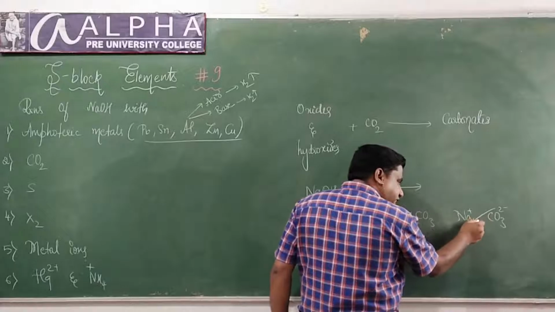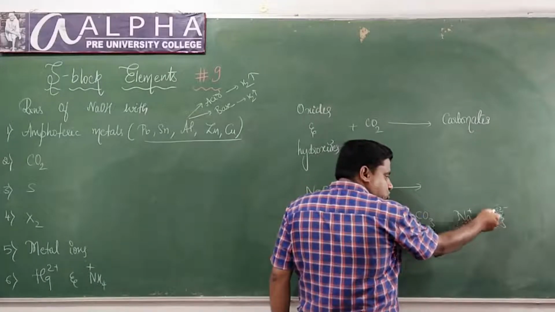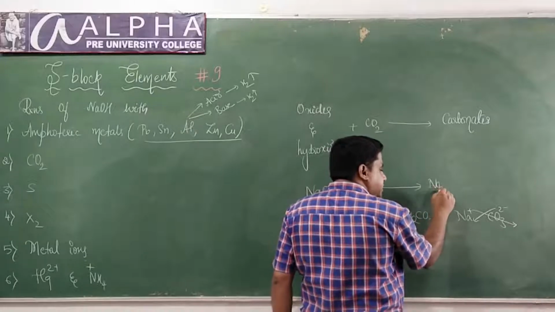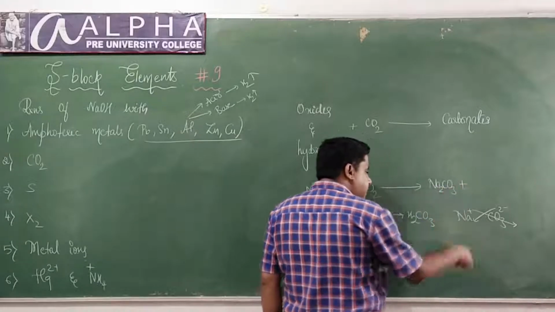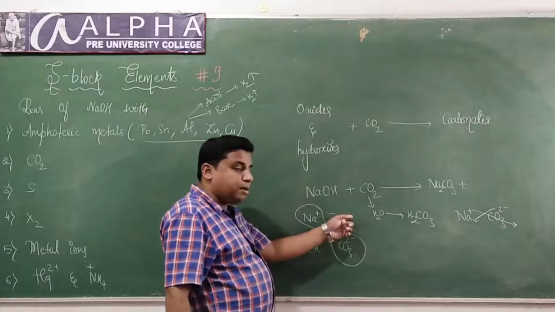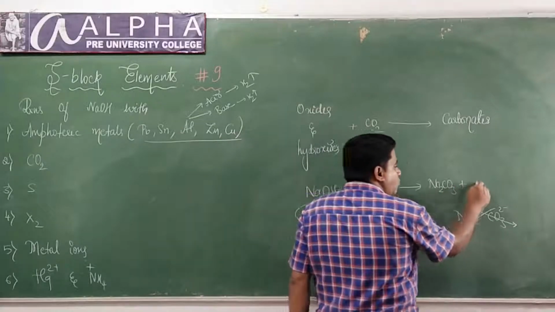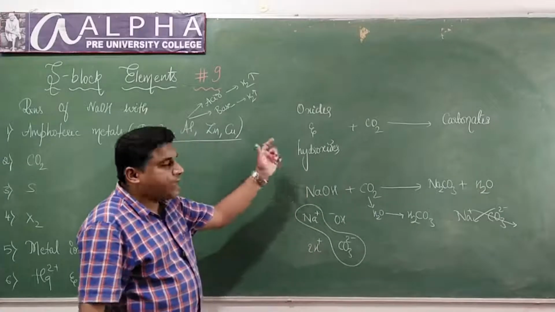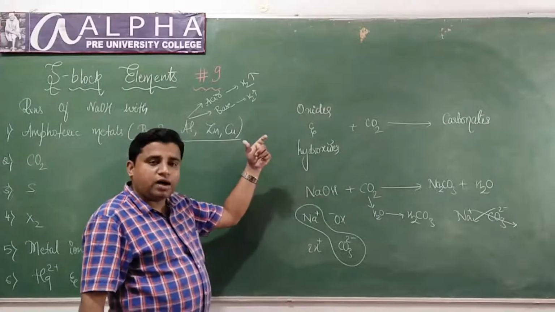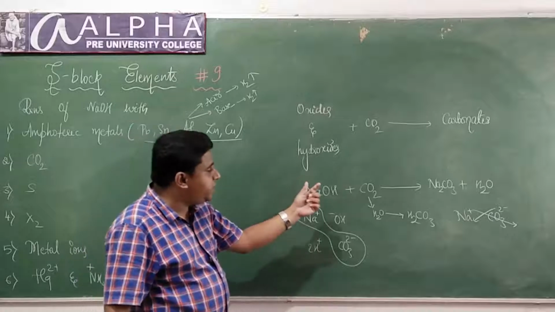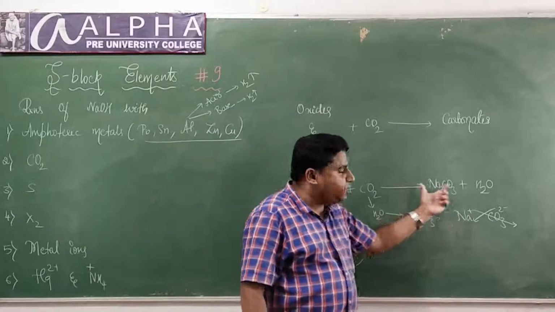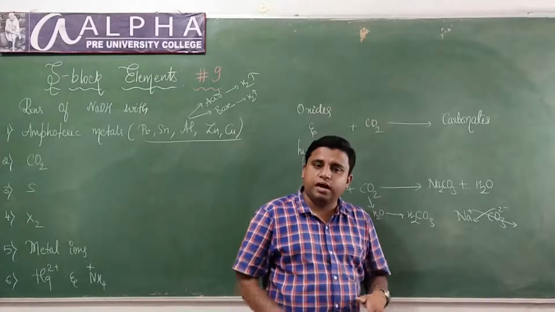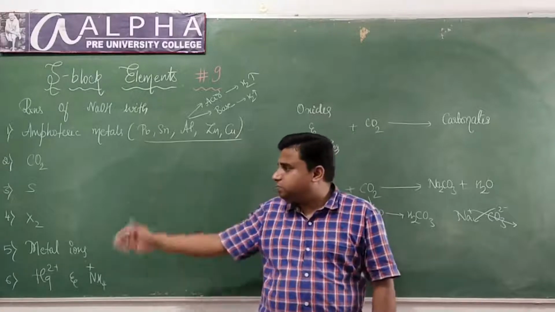Now interchange the charges: 2 charge here and 1 charge here. What is the formula of sodium carbonate? It is Na2CO3. Now H+ ion will combine with OH- ion to form water. So like this, when oxides and hydroxides of alkali metals and alkaline earth metals react with carbon dioxide, they will always form carbonates. Such a simple reaction.